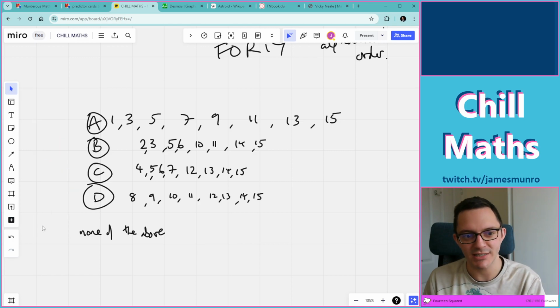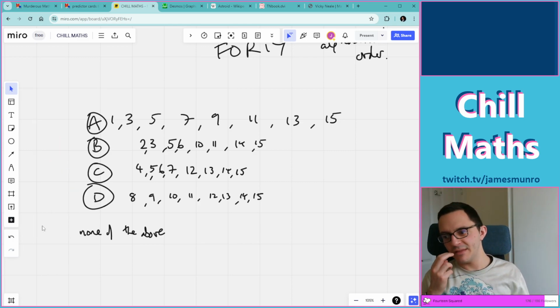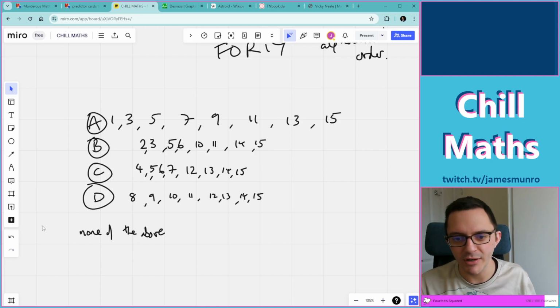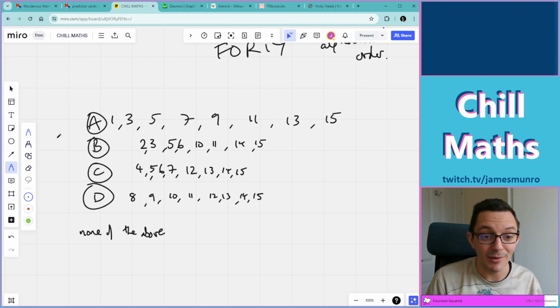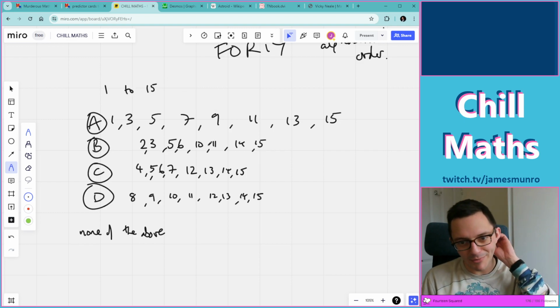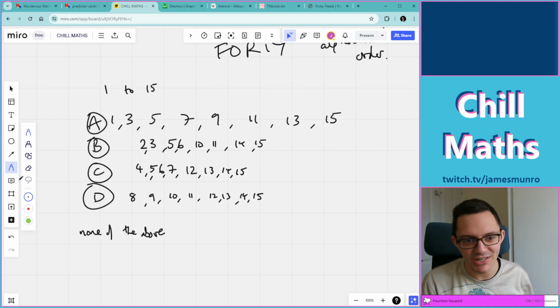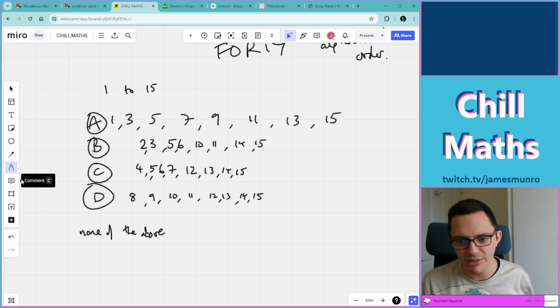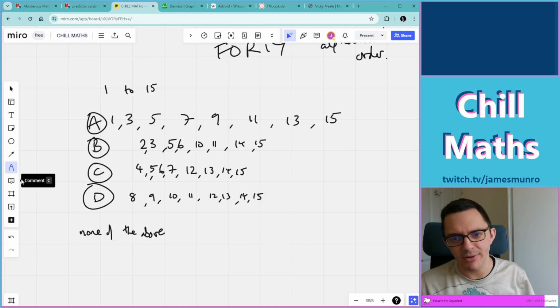You can play this in chat if you like. If you think of a number, think of a whole number from 1 to 15, tell me which lists it is in, and then I should be able to work out what it is. I've used binary to make my lists.